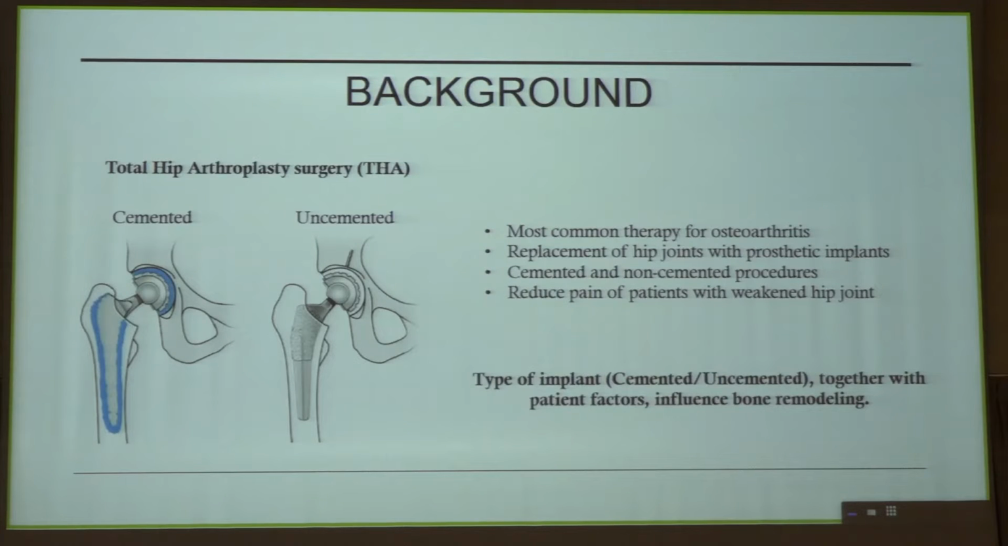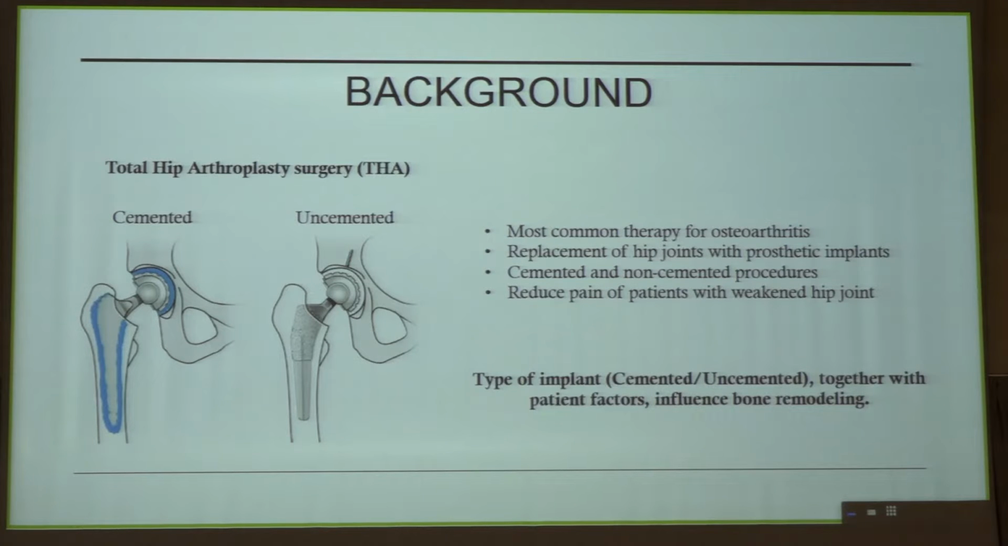Okay, so we are studying people undergoing total hip arthroplasty surgery. That is one of the most common treatments for osteoarthritis. It consists in the replacement of the hip joint, basically, by prosthetics. It comes in two main types of operation: the cemented and the uncemented prosthesis. And the aim is that of reducing pain in patients with osteoarthritis, obviously.